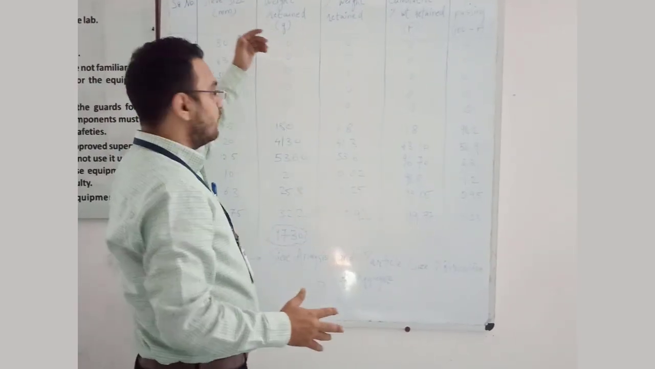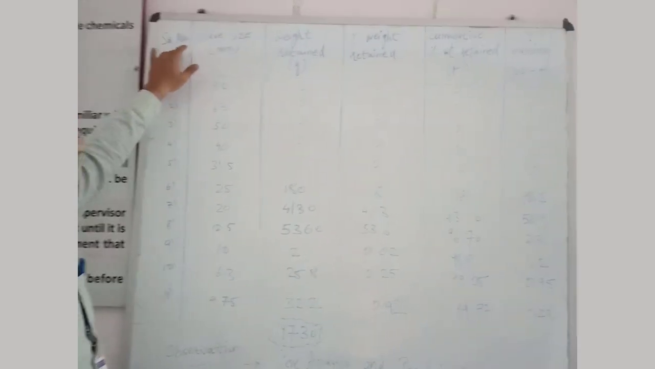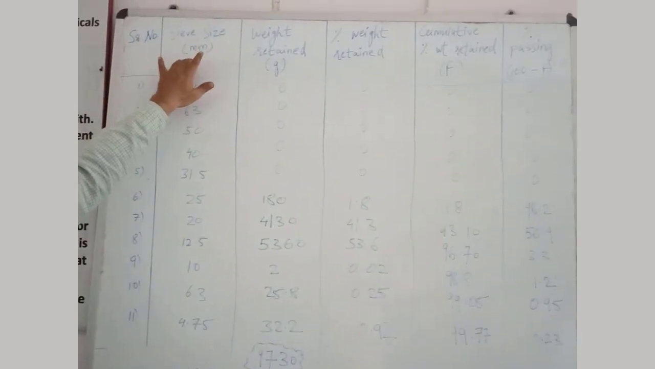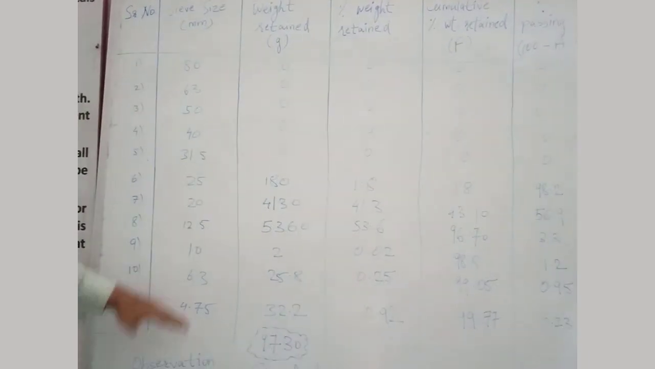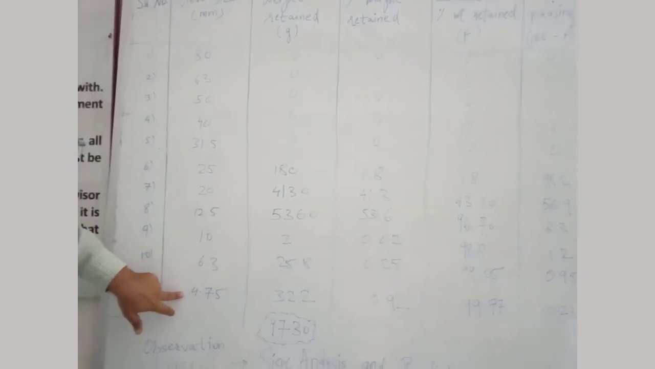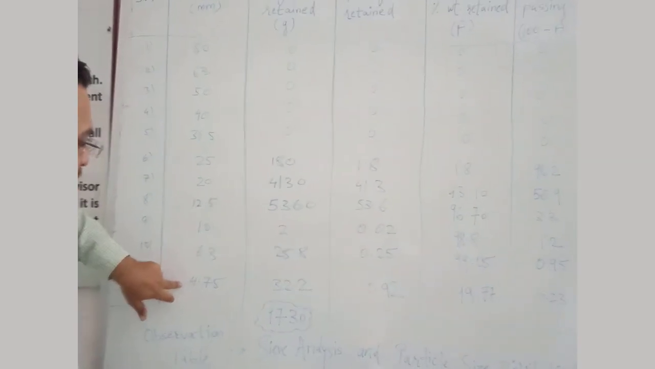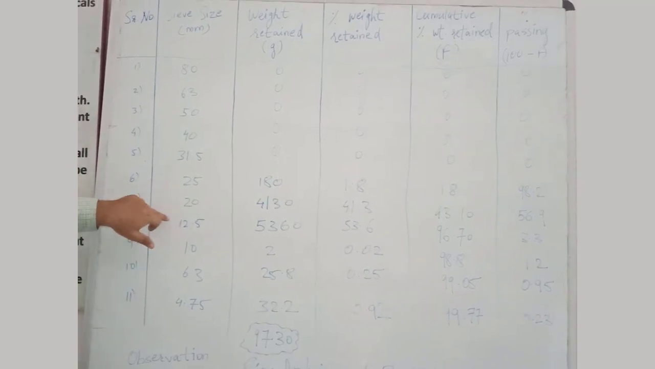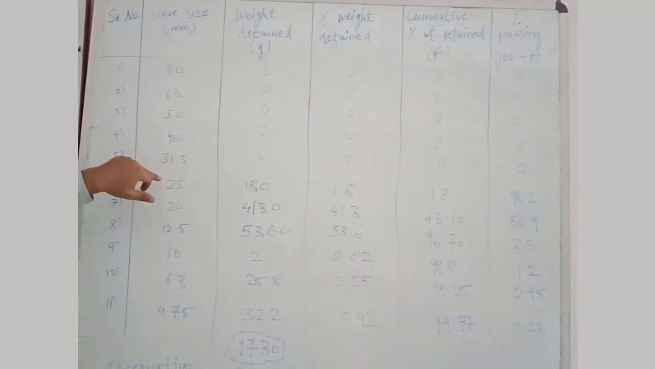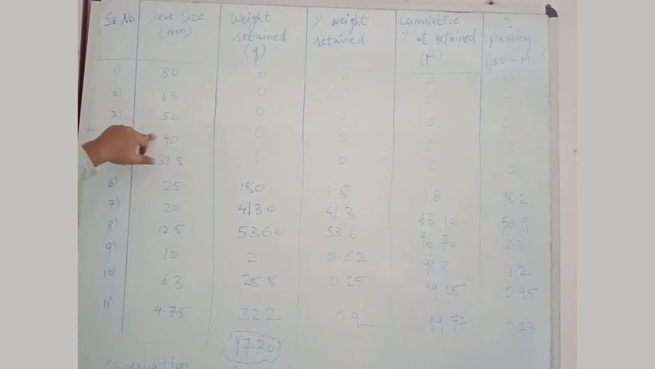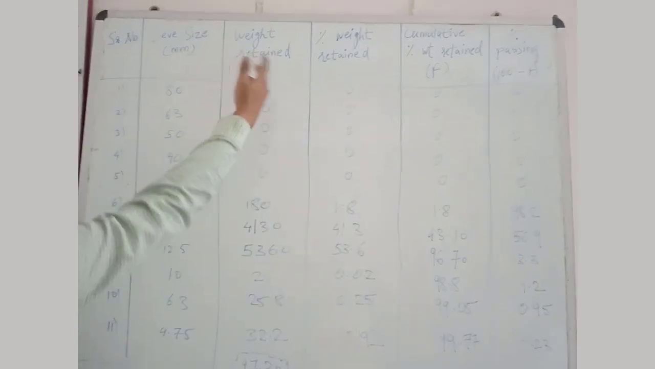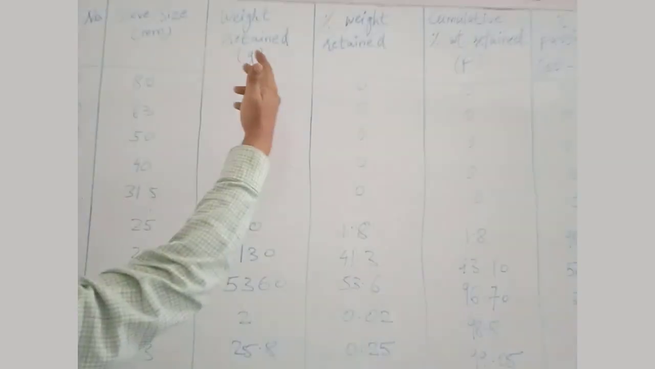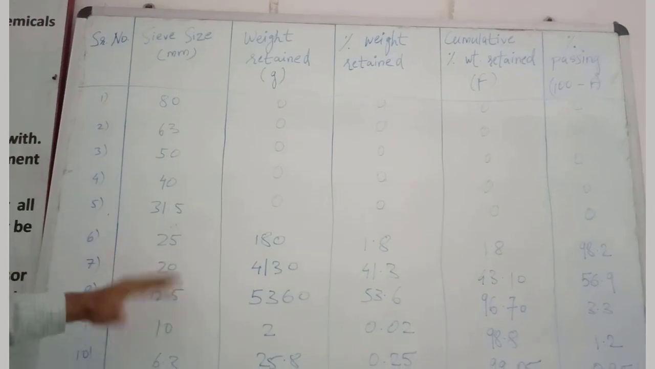We will see one by one in detail. So in the first column, this is serial number, this is sieve size in mm, the sieves which we placed in ascending order, 4.75 mm sieve at the bottom, then 6.3, 10, 12.5 mm, 20 mm, 25 mm, 31.5, 40 mm, 50 mm, 63 mm, 80 mm. This column shows the weight retained in grams in each of these sieves.